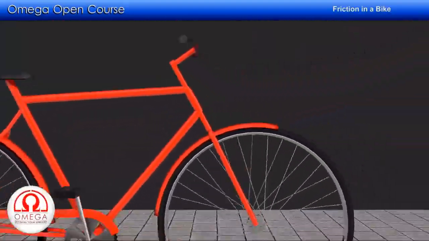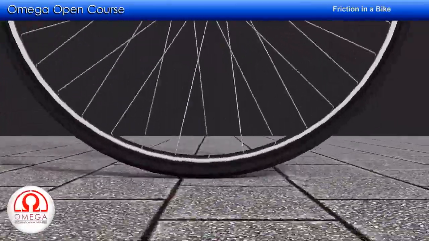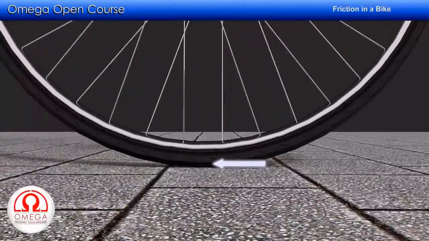The moving frame of the cycle pushes the front wheel at the axle, causing it to translate in the forward direction. In order to prevent the slipping at the road, friction from the road makes the front wheel rotate. Now let us look at the motion in detail.